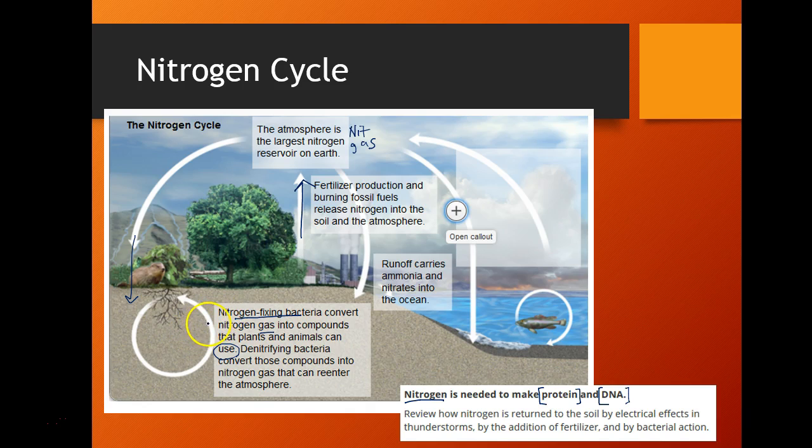But when these animals die, we want to recycle those nitrogen molecules back into the atmosphere. And the way that we do that is by using denitrifying bacteria. They convert the usable nitrogen that the animals were using back into gas. Once it's back into gas, then it can return back into the atmosphere. Another way that nitrogen is recycled is through runoff. Runoff is basically when we have water on land that carries nitrogen from the ground or the soil into the ocean.